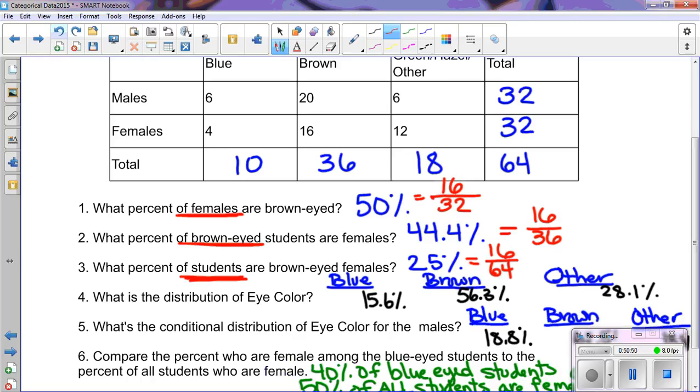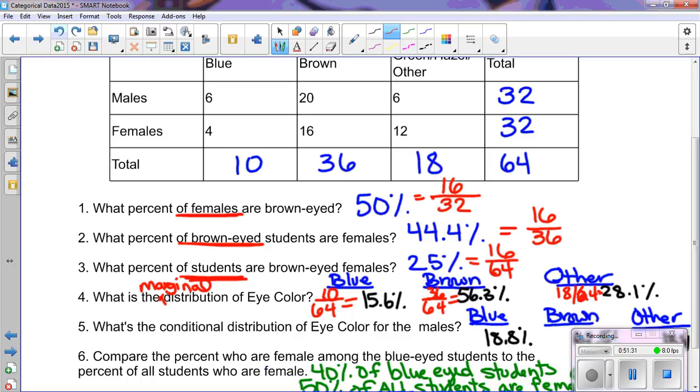So it doesn't say the word marginal distribution, but isn't that what we're doing? Okay, so I really think if I were you, I would want to see that word marginal there. It bothered me that it wasn't there, but I'm telling you it should have been. So blue would be what out of what? Blue would be 10 divided by 64. Brown would be 36 out of 64. And the other would be 18 out of 64. Oh, sorry, 64. Thank you.